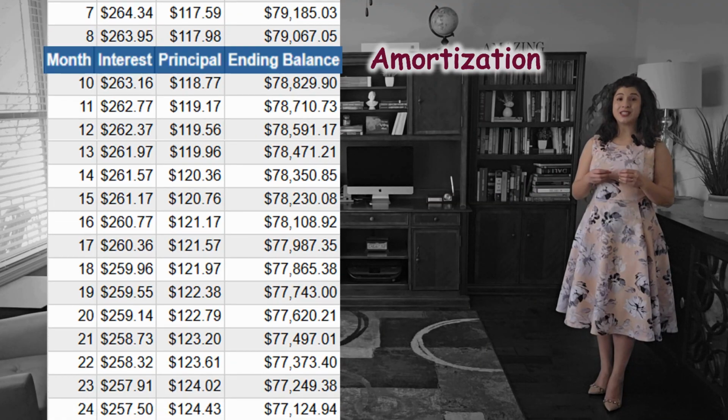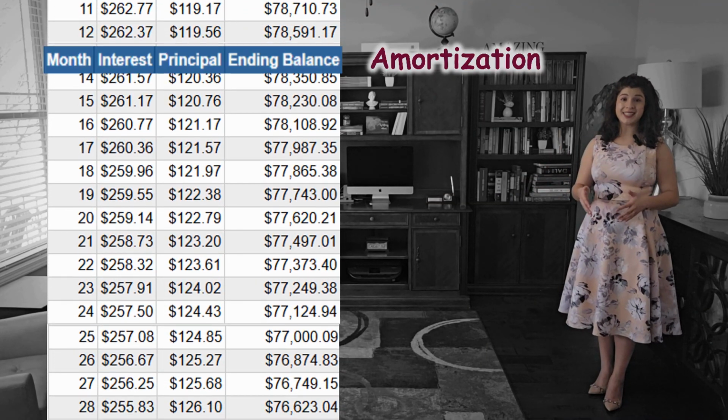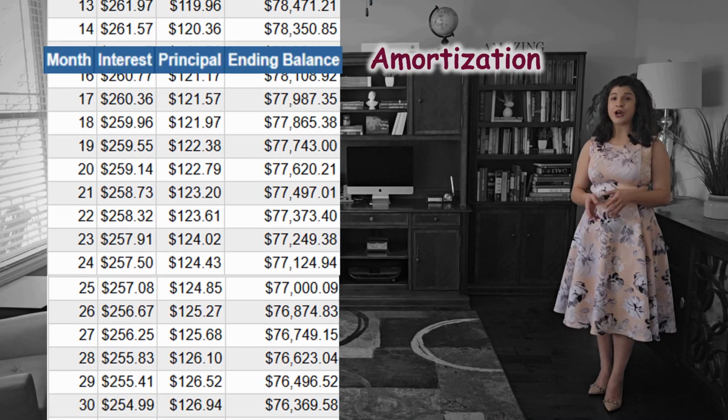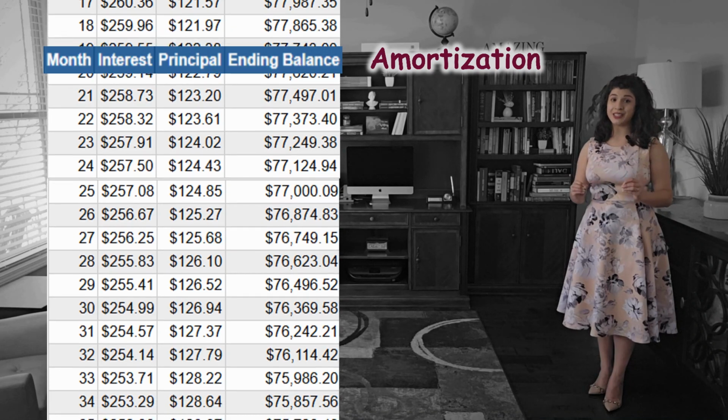Amortization spreads your loan repayment over time and minimizes the risk on the lender's side. A clear picture of your amortization schedule can help you plan efficiently financially and track your growing equity.